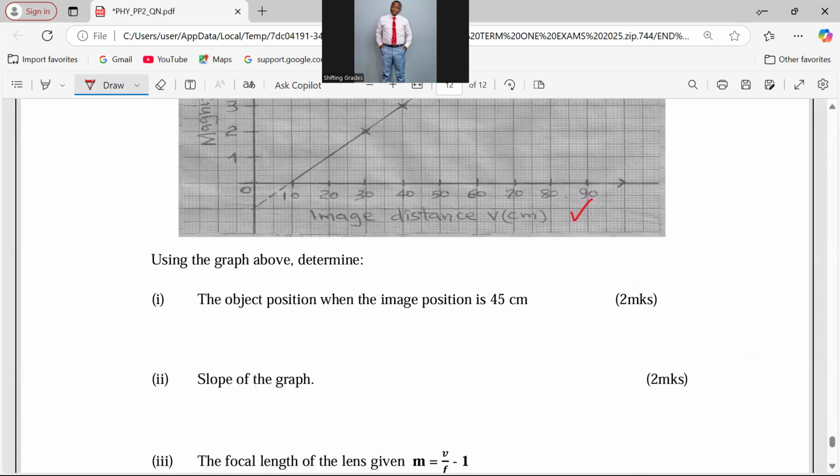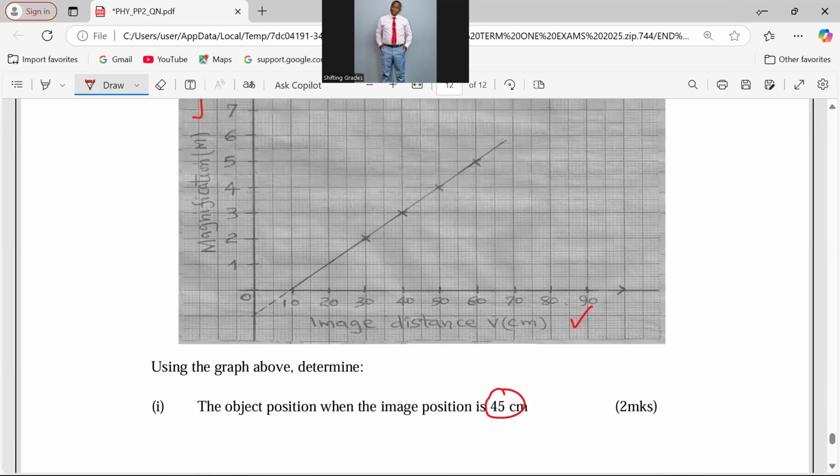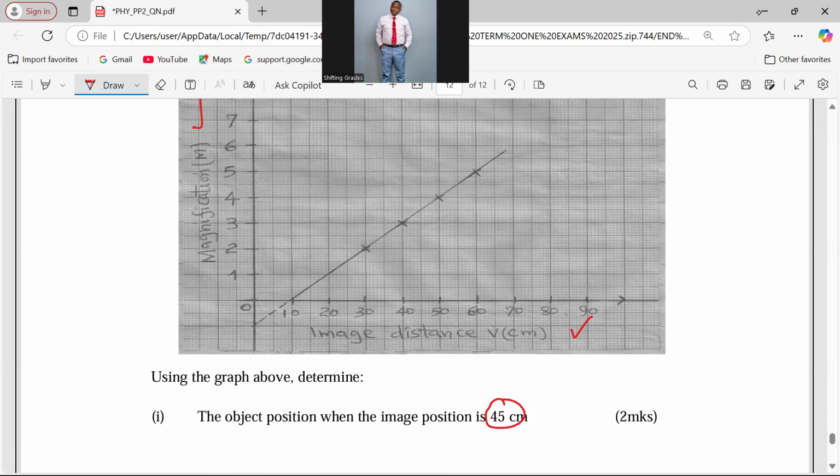Using the graph above, determine part 1, the object position when the image position is 45. Remember, image positions have been given. So you go to 45, then we move along that line. When V is 45, what will be the magnification? So we read the corresponding magnification. We can see the magnification value here is exactly 3.5.